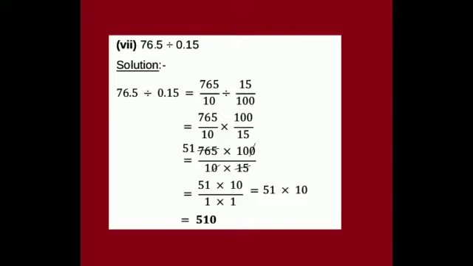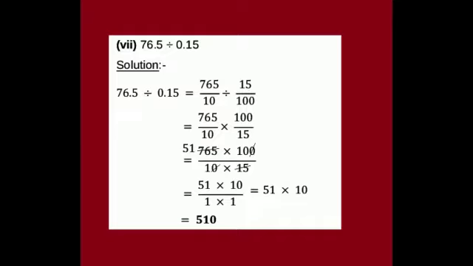Next, seventh subdivision, 76.5 divided by 0.15. So 76.5 will be written as 765 by 10 and 0.15 will be written as 15 by 100. Now we take the reciprocal of 15 by 100, and it is equal to 100 by 15. So 765 by 10 into 100 by 15.